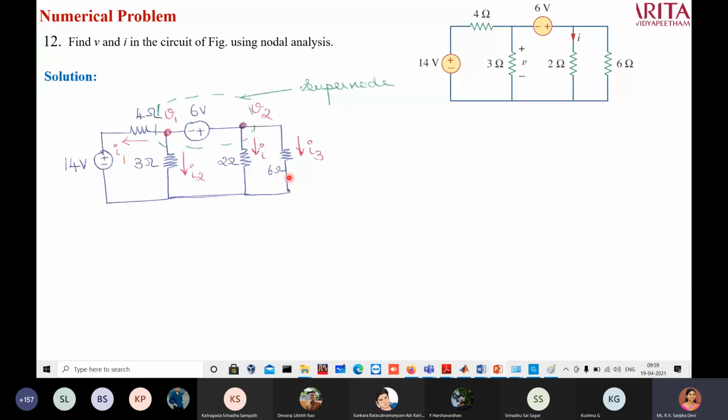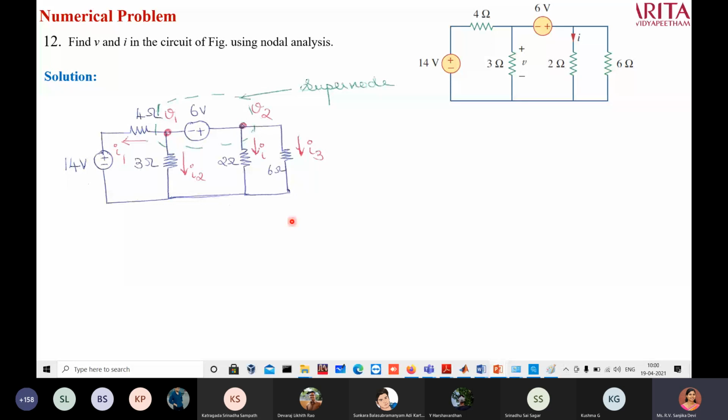Here I1 I am showing in this direction, as if it is flowing from V1 to 14 volt. But really we do not know whether it is flowing in this direction or in the opposite direction. So initially we will fix the current and then proceed with the analysis. Depending on the answer, we can determine whether the chosen direction is correct or not. So we are fixing the current I1 flowing from V1 to 14.